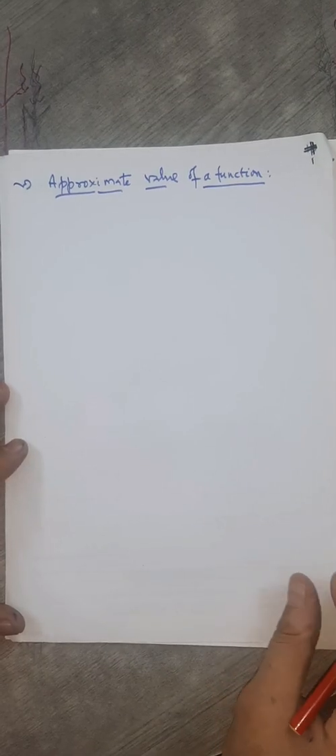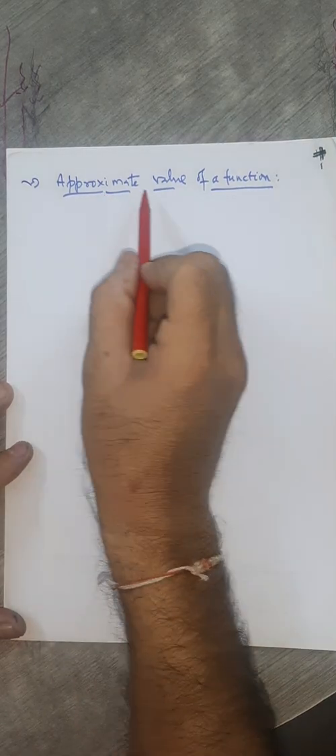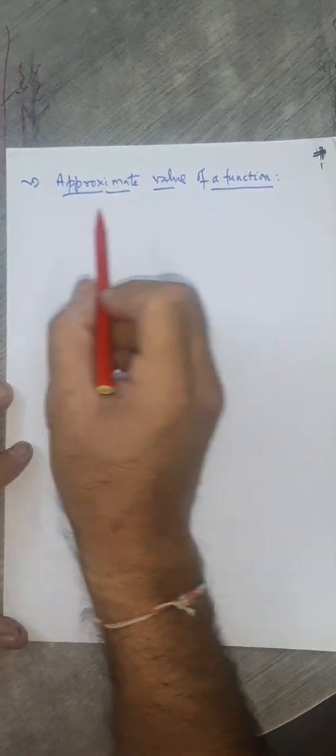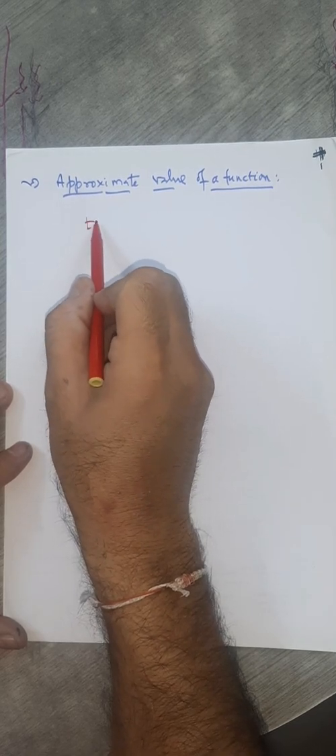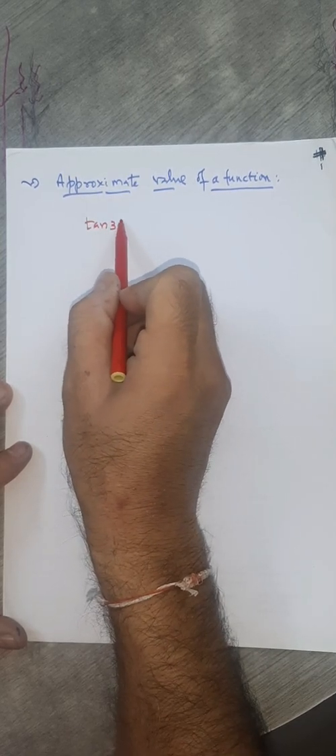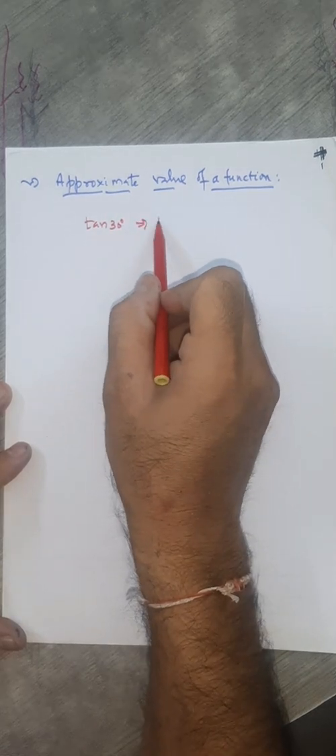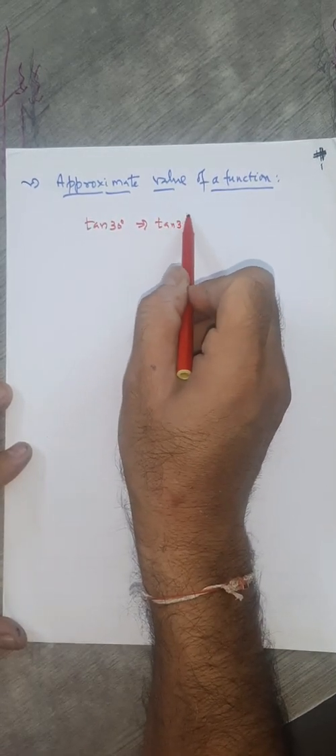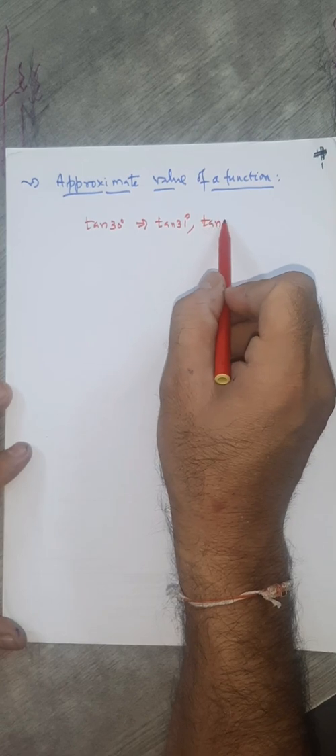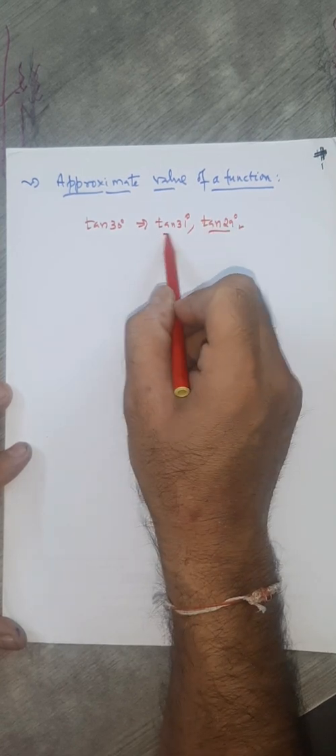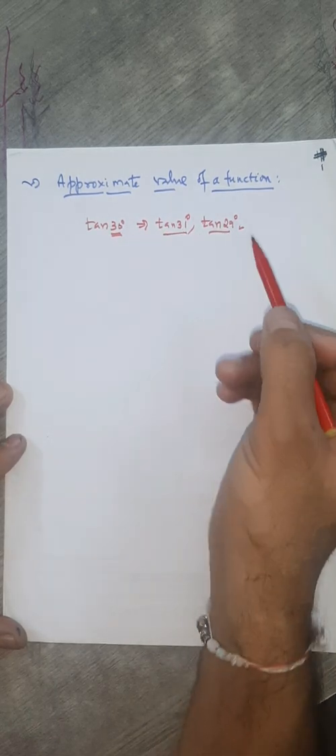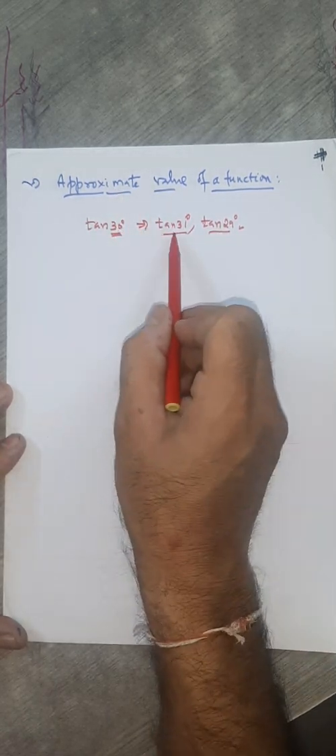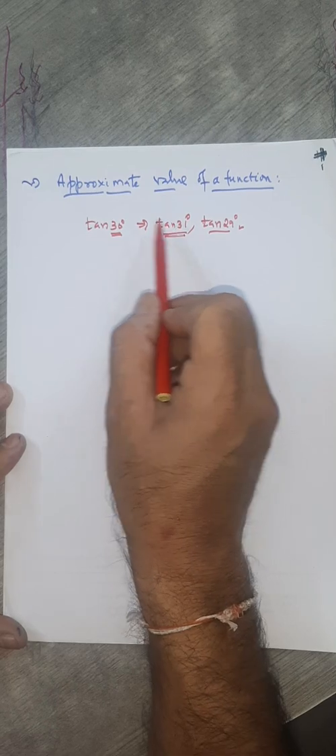The next point is about approximate value of a function. With the help of differentiation, we are going to find the approximate value of a function. So it's like this. For example, you know tan 30 degree. Now with the help of differentiation, you can find tan 31 degree, tan 29 degree, and so on. Right? 30 degree you know, but tan 31 degree you don't know. Either you need to use scientific calculator, or here with the help of differentiation you can find it.